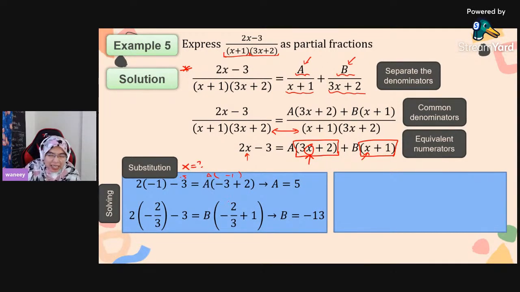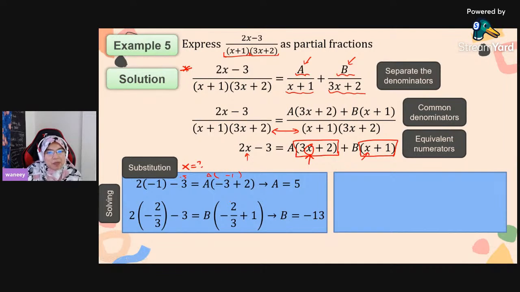Tapi katakanlah kan, tiba-tiba je rasa macam hilang ingatan macam mana nak cari nilai x ke apa ke kan. You can actually substitute any value of x that you want. The only problem is you will have to solve the simultaneous equation. So that's the only problem. Tu je lah.